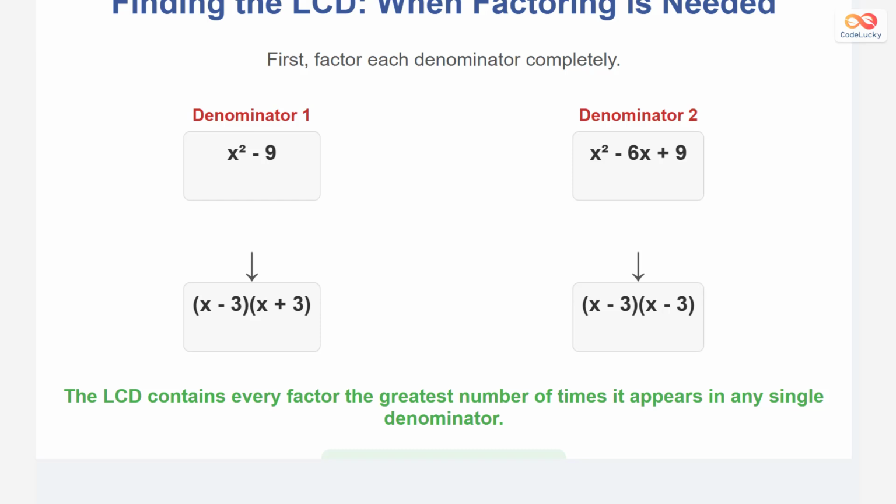It gets a little more interesting when we have polynomials. The key is to first factor each denominator completely. If you have x squared minus 9, it factors into the quantity x minus 3 times the quantity x plus 3. If the other denominator is x squared minus 6x plus 9, it factors into the quantity x minus 3 times another quantity x minus 3. To get the LCD, you take the greatest number of times each factor appears in any single denominator. So our LCD is x minus 3 times x minus 3 times x plus 3.